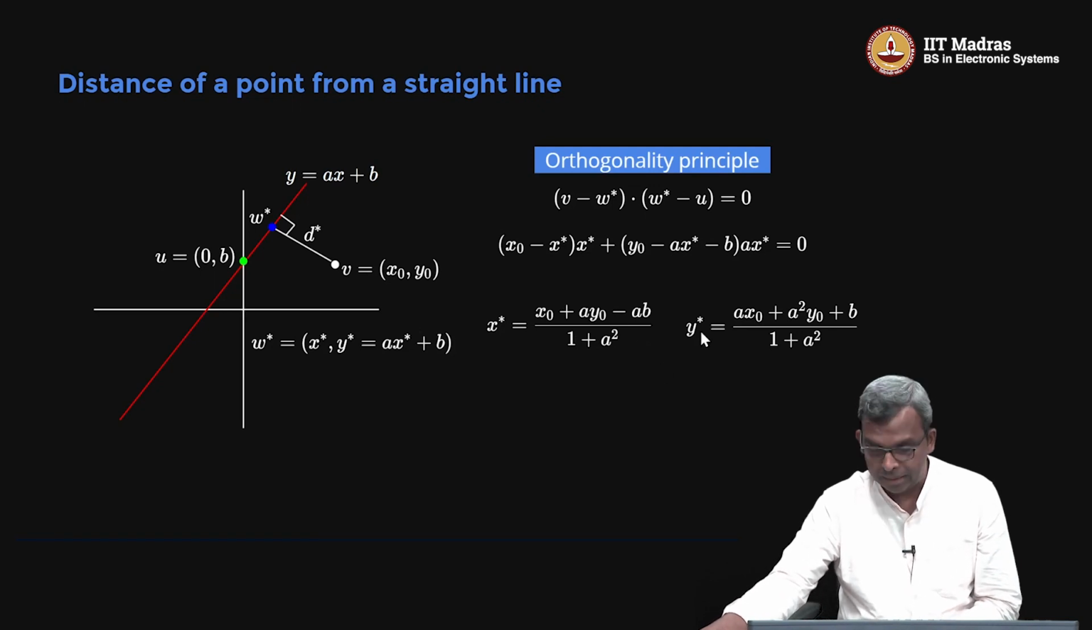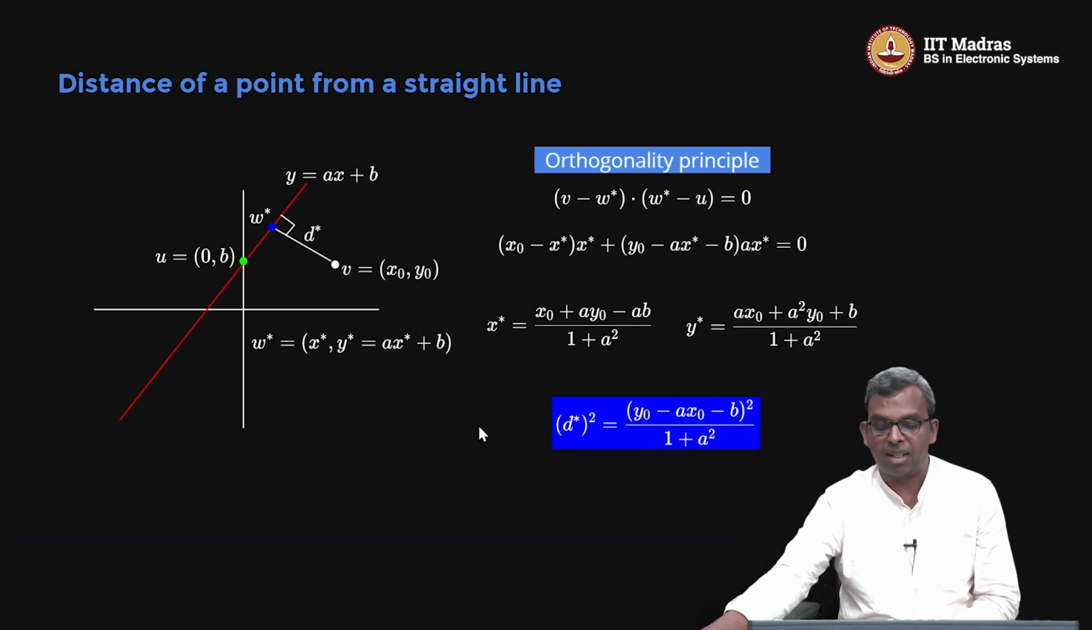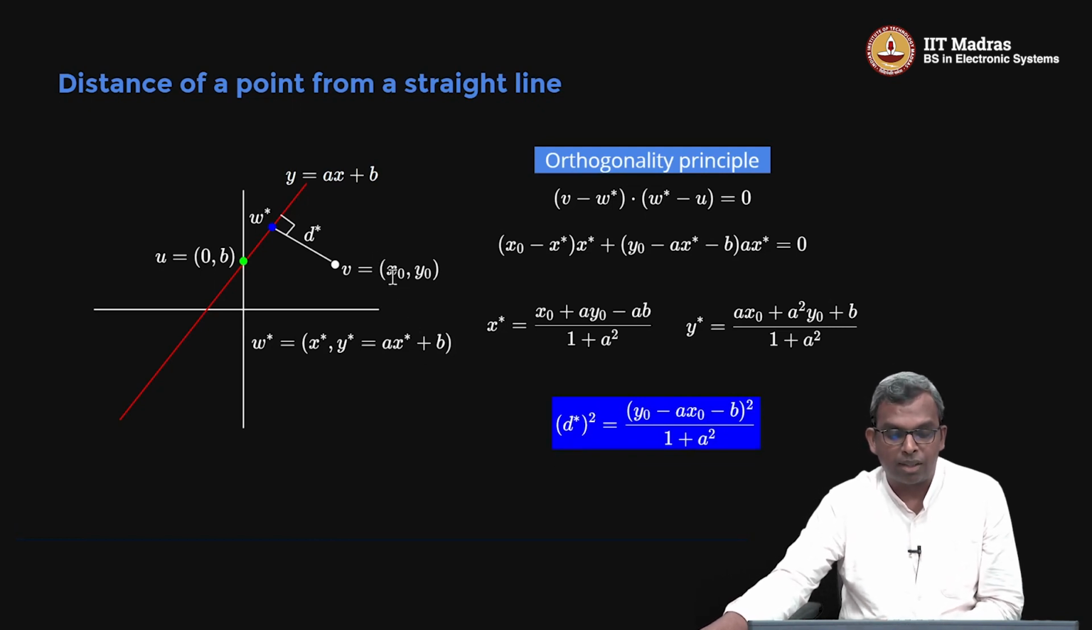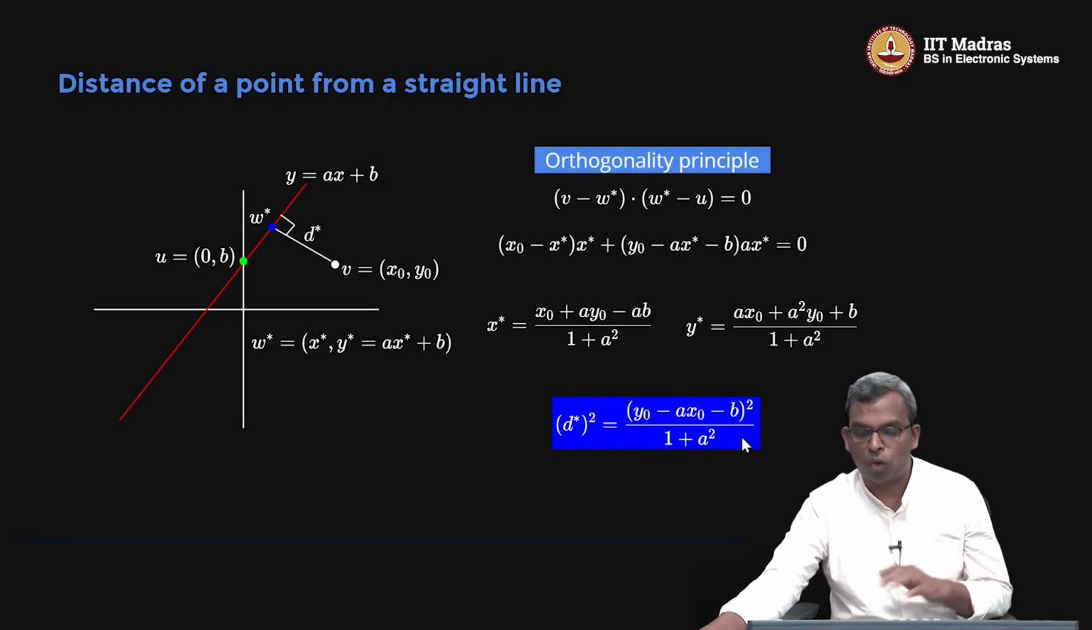What is even nicer is there is a very simple expression for d star. d star is just the distance between the point and its projection. So you subtract x star minus x naught squared plus y star minus y naught squared. That is d star square. So d star square has a very simple and evocative formula.